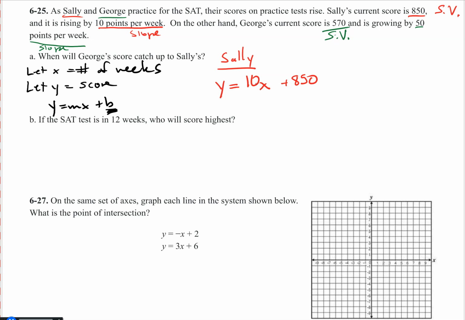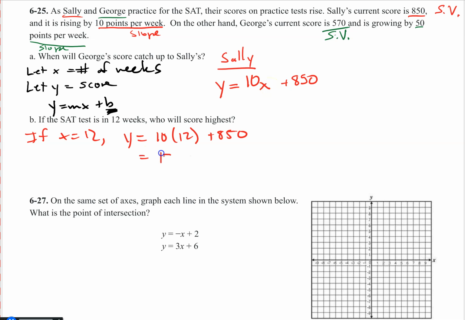So let me stop there, because if the SAT test is in 12 weeks, who's going to score the highest? Well, I set this up so x is the number of weeks. So if x equals 12, y equals, for Sally, 10 times 12 plus 850. You can find out her 12-week score just by plugging the number 12 into this equation.